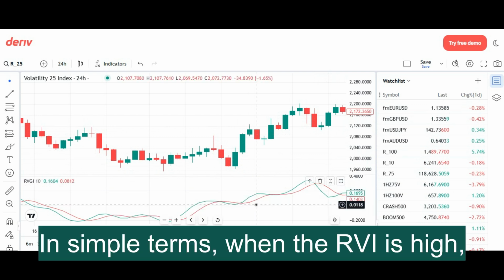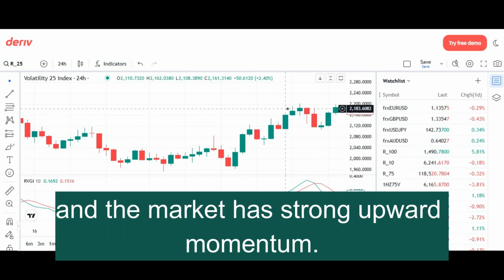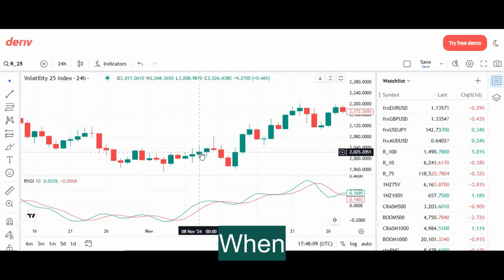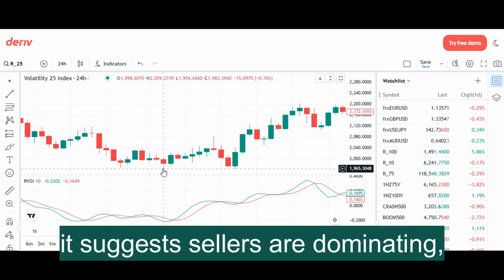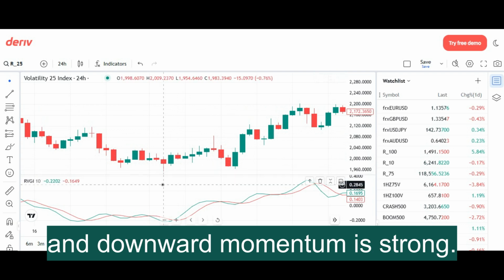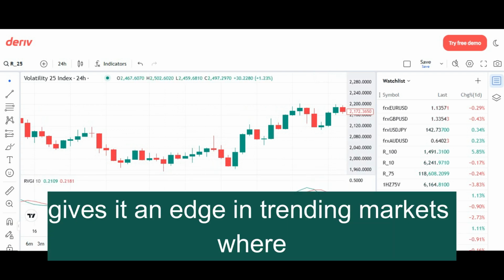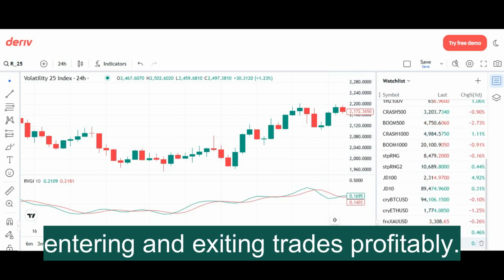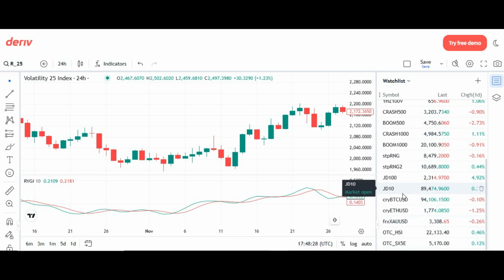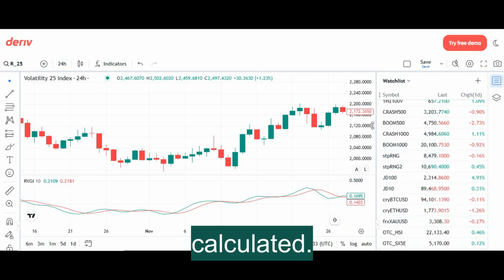environments. In simple terms, when the RVI is high, it shows buyers are in control, and the market has strong upward momentum. When the RVI is low, it suggests sellers are dominating, and downward momentum is strong. The RVI's unique method of calculation gives it an edge in trending markets where momentum confirmation is crucial to entering and exiting trades profitably.